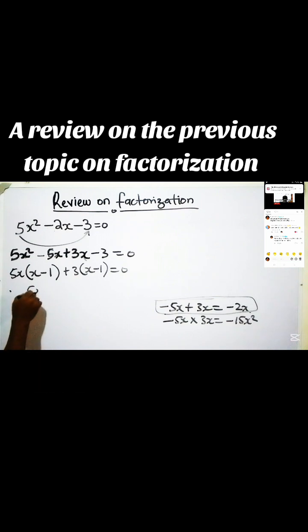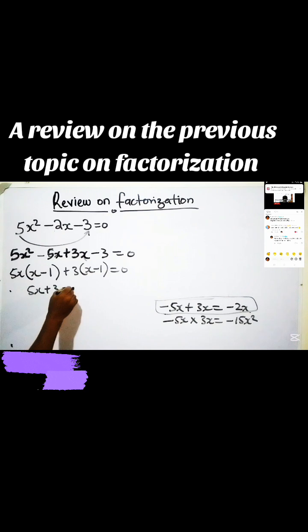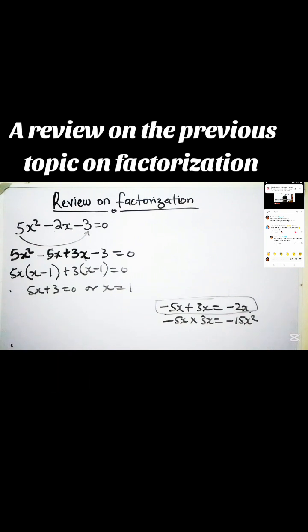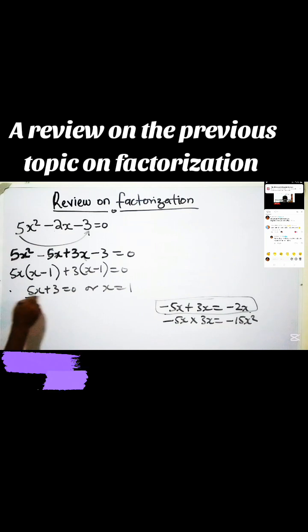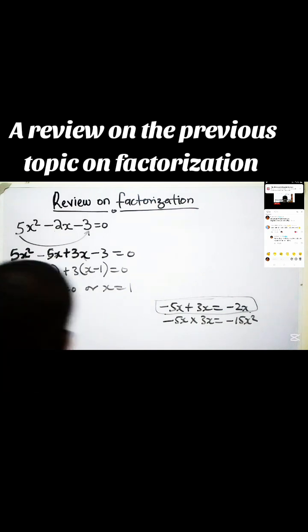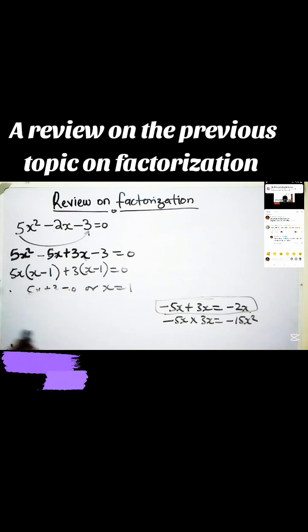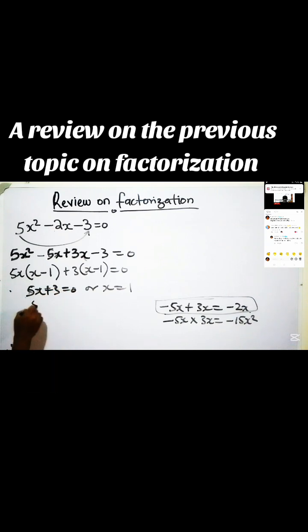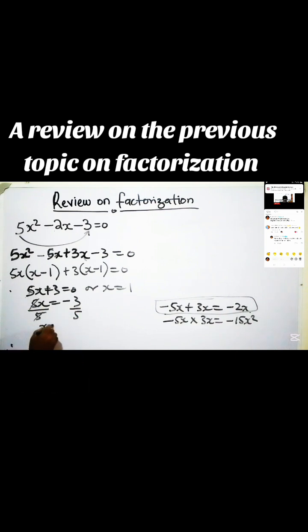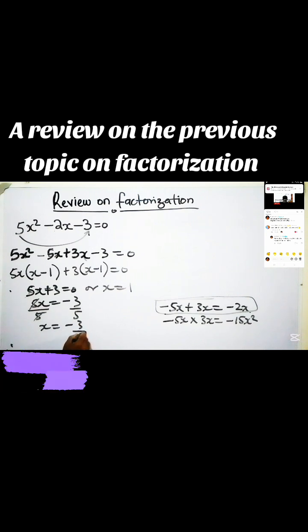Then we have 5x plus 3 equals to 0, or x minus 1 equals to 0, so x equals 1. Since we have 5x plus 3 is equals to 0, 5x is equals to minus 3. We divide both sides by 5. We have x is equals to minus 3 over 5, or x equals to 1.